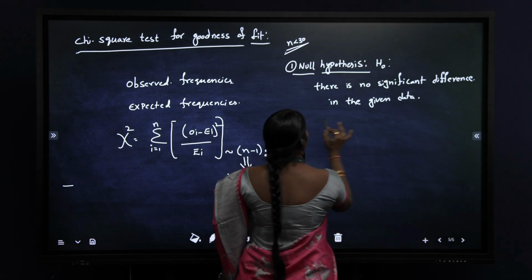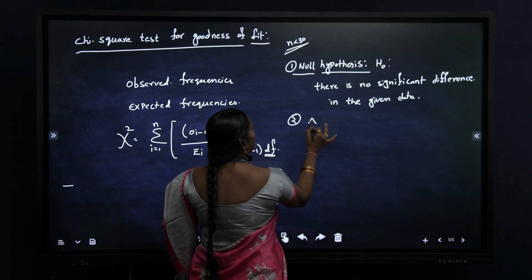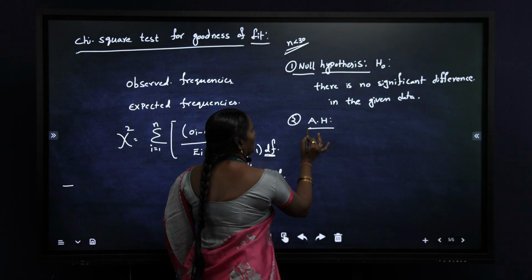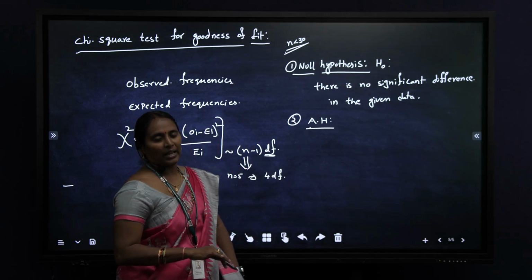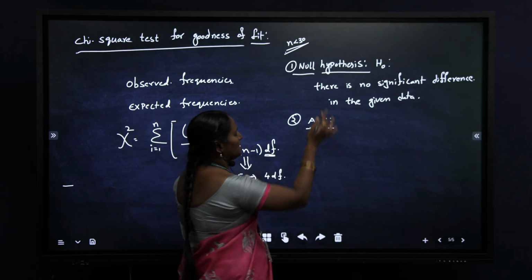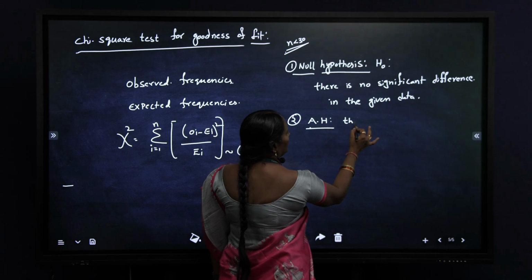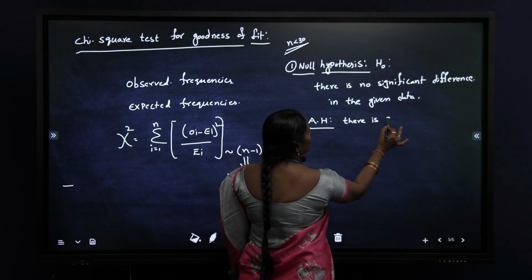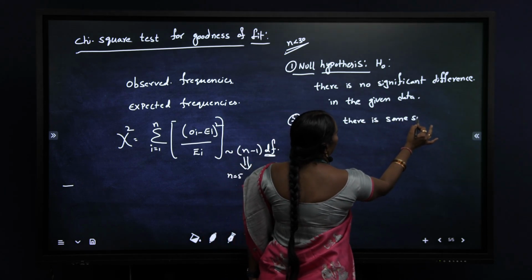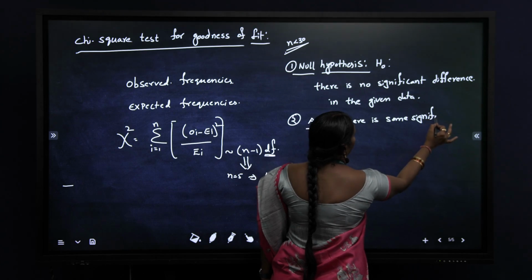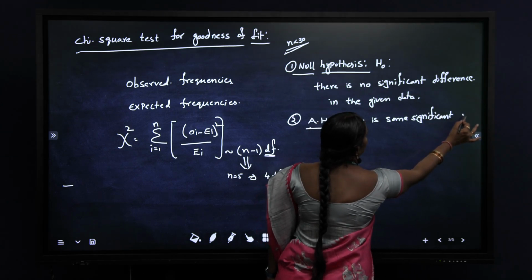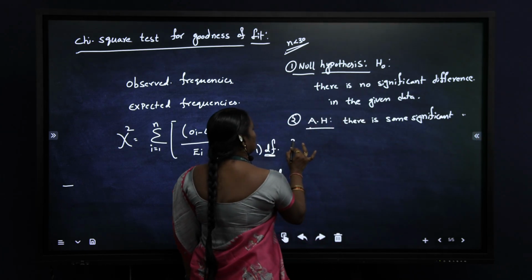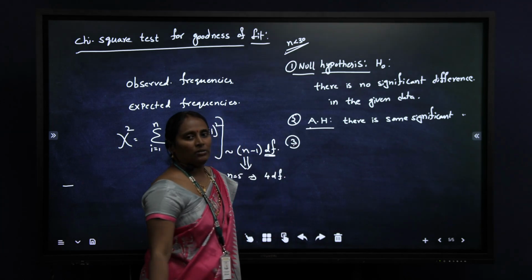The next step is the alternative hypothesis. The alternative hypothesis means the statement against the null hypothesis. It means that there is some significant difference in the given data. This is what we call the alternative hypothesis.